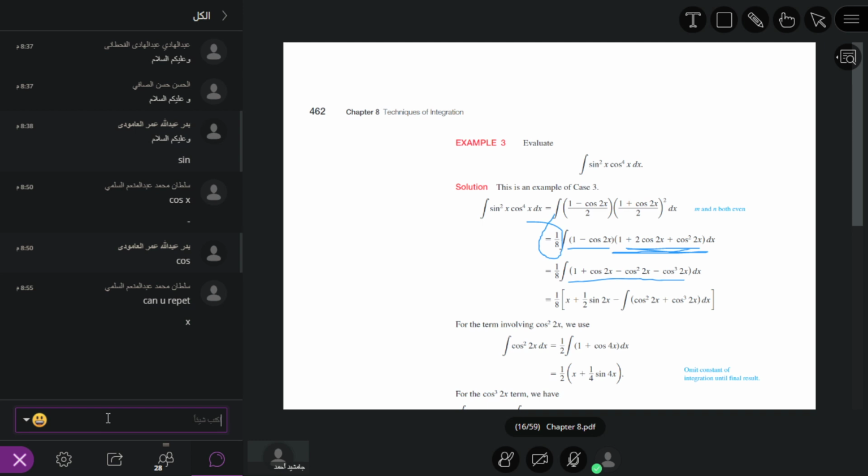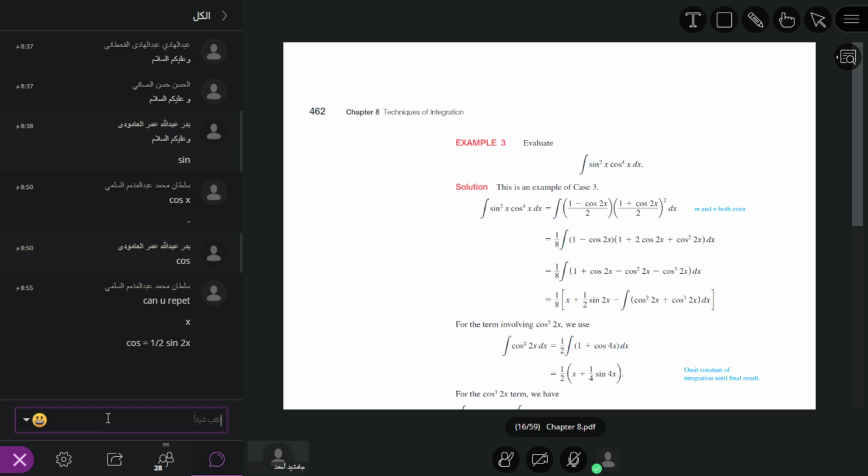Now here we have cosine square 2x. So we use the formula again. Cosine square 2x is 1 plus cosine 4x divided by 2. So you can see 1 plus cosine 4x, and here 1 by 2 is outside.